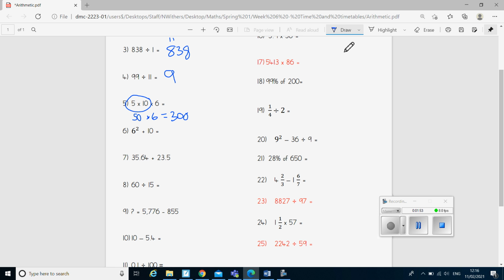Question 6, 6 squared, add 10. So 6 squared means 6 times 6. 6 times 6 is 36. Add my 10 gives me 46.